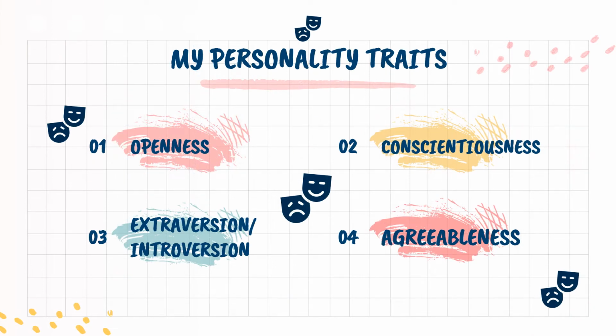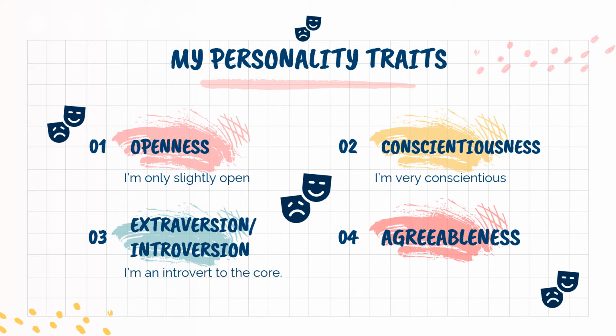Let's take a look at my personality traits. For openness, I'm only slightly open. I'm definitely a creature of habit and only like trying new things occasionally. For conscientiousness, I'm very conscientious. I'm well organized and have a strong sense of duty. I'm also dependable, disciplined, and achievement focused.